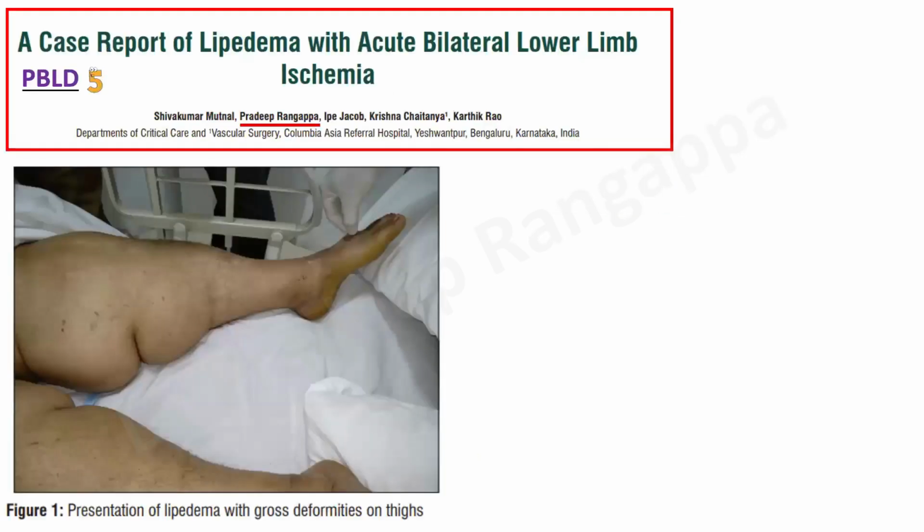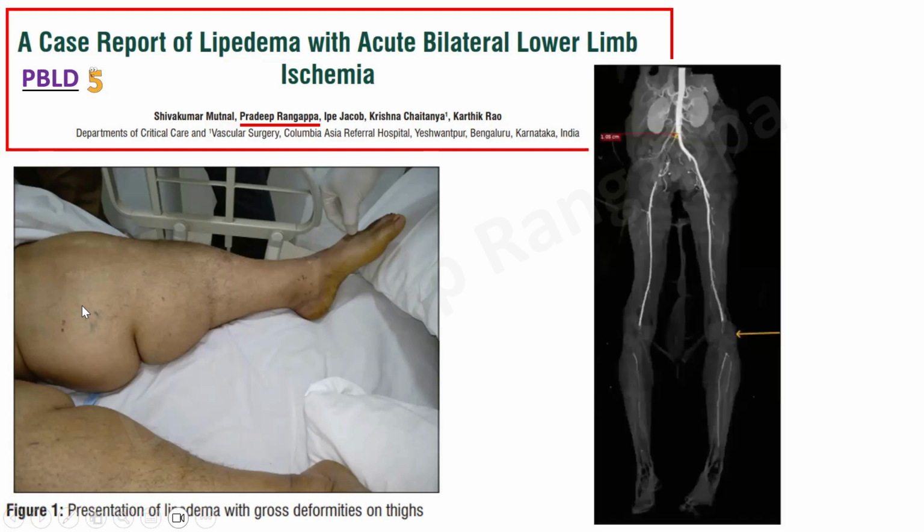Then I'll come to the last case. This is very intuitive. There's no secret in this. You see this, this is a case of lipedema with acute bilateral lower limb ischemia. Again, this we published in a good vascular journal. This is actually very rare. So if you see this, don't ignore. This is called lipedema, which is very rare.